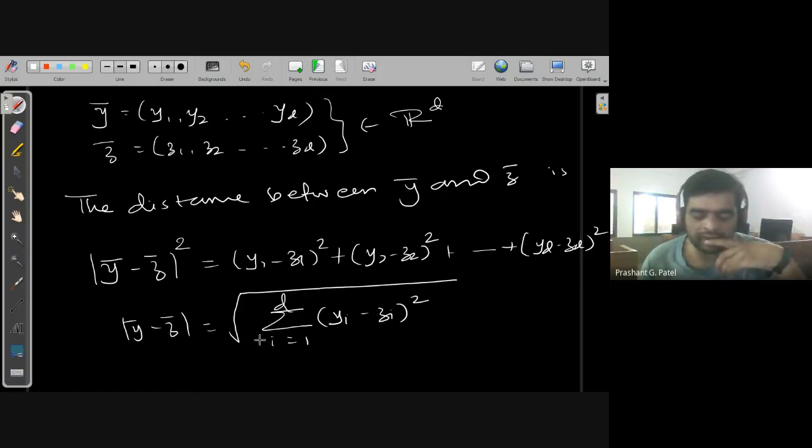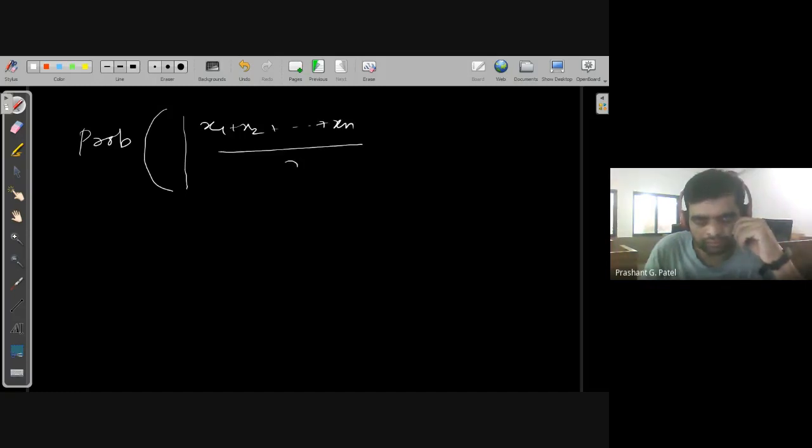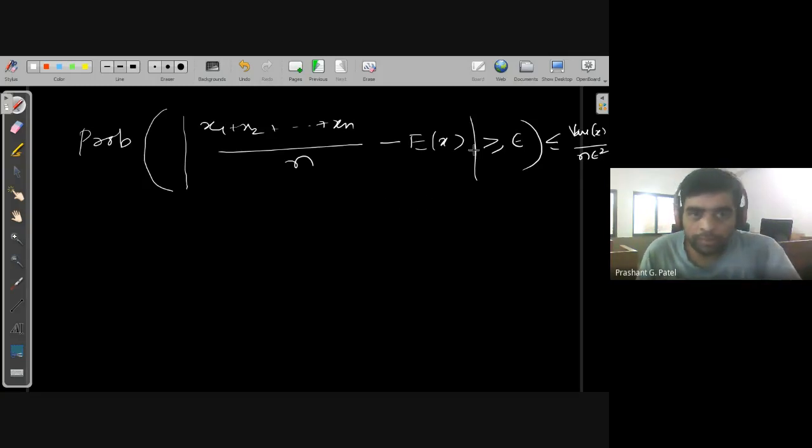Specifically, the law of large numbers is stated this way: the probability that the modulus of the average value (x1 plus x2 plus ... plus xn) upon n minus the expected value is greater than or equal to epsilon is less than or equal to the variance of x upon n epsilon square. We'll prove this one later on.